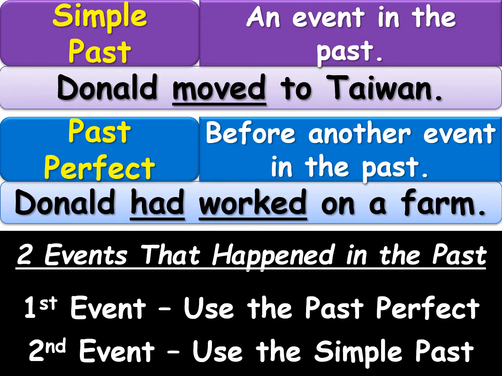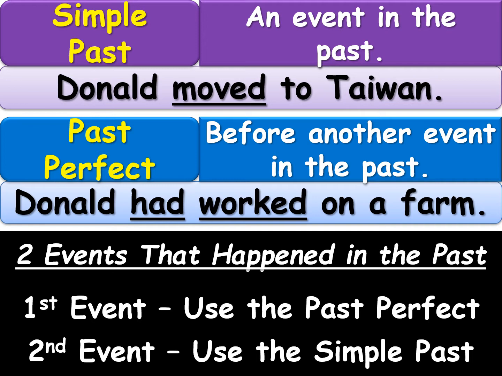Now, in Unit 4, we're talking about the past tenses, and we're going to begin by talking about the simple past and past perfect. The simple past is for an event that happened in the past, usually the main event. We use the past perfect for another event that happened before something else.